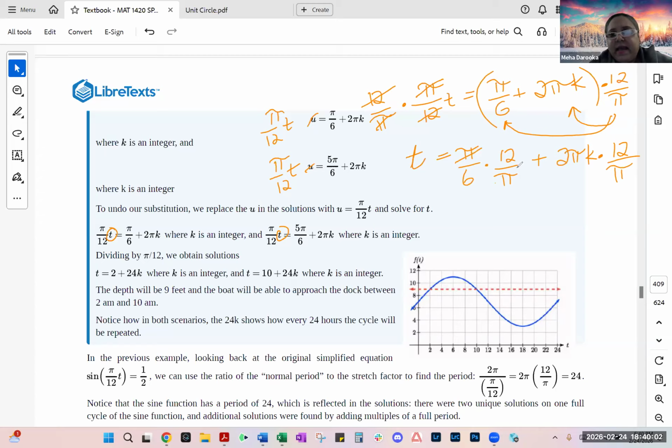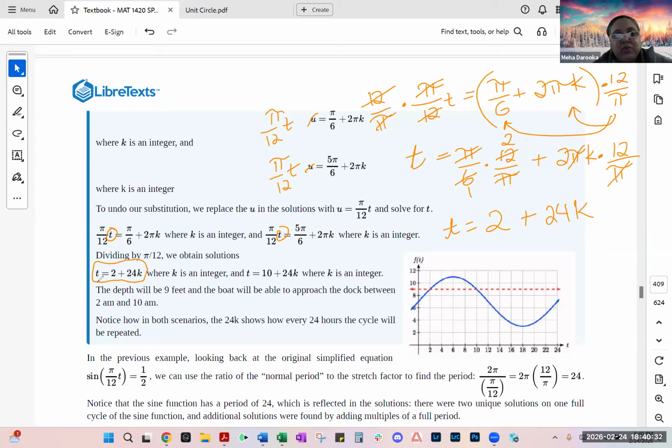So pi and pi, as you can see, will cancel out. 6 goes into itself once and goes into 12 twice. So you can see that first term just ends up becoming 2. And then in the second expression, the pi will cancel out. You're left with 2 times 12, which will become 24, and then, of course, we have the k. So you can see that's where t equals 2 plus 24k is coming from. Again, k is an integer.